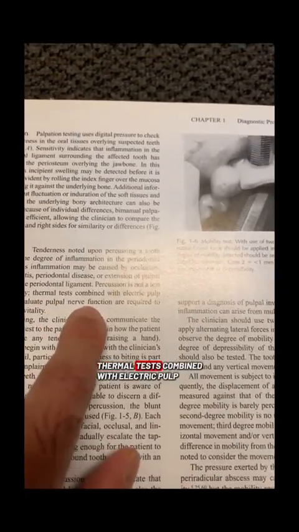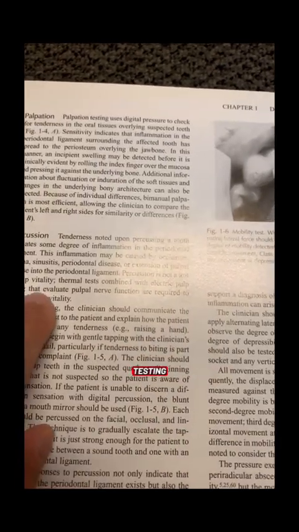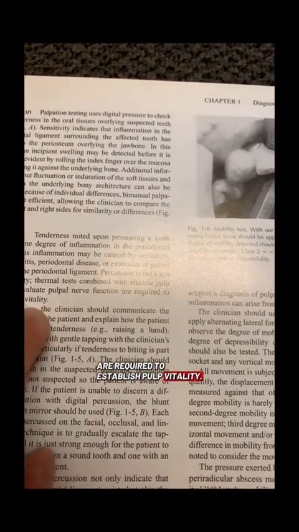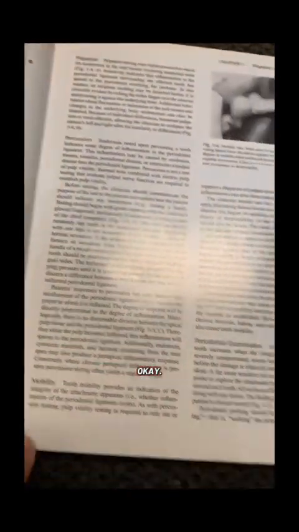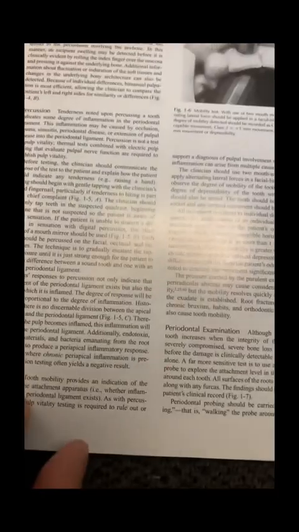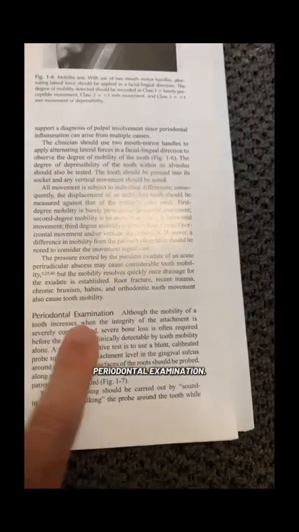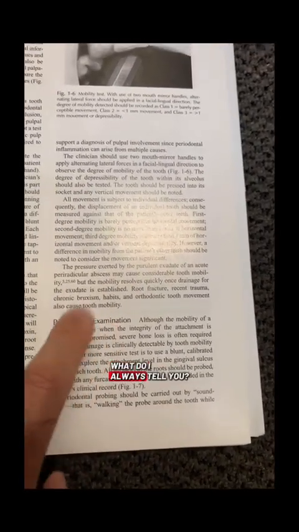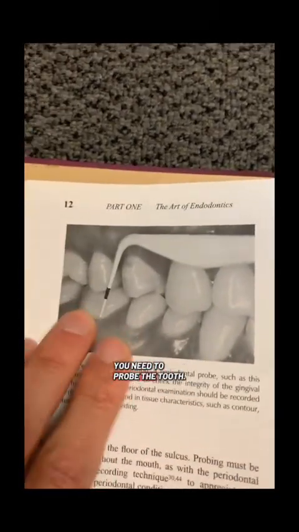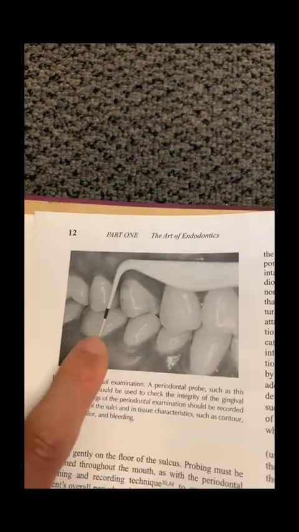Thermal tests combined with electric pulp testing that evaluate pulpal nerve function are required to establish pulp vitality. Okay. Mobility: test for the mobility of the tooth. Periodontal examination. What do I always tell you? You have to do a periodontal examination of the tooth. What does that mean? You need to probe the tooth.